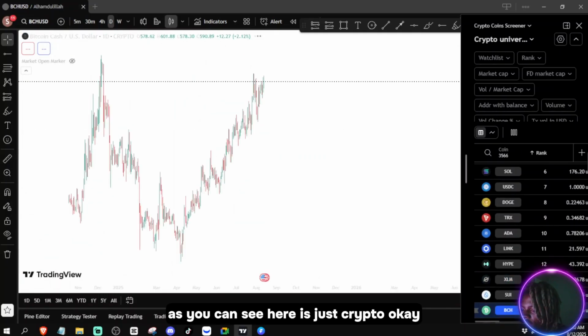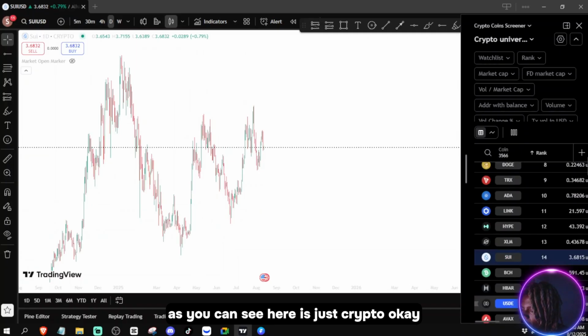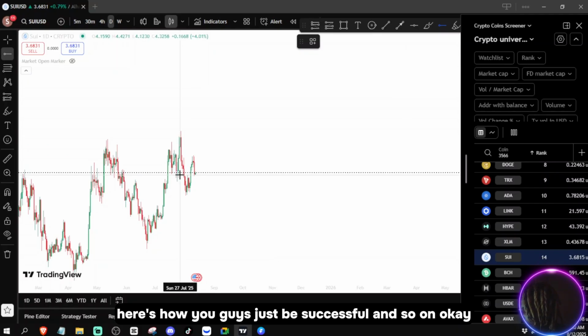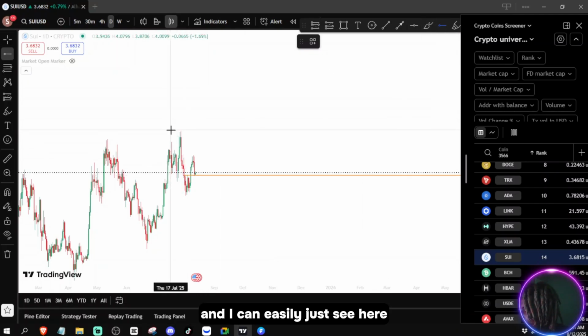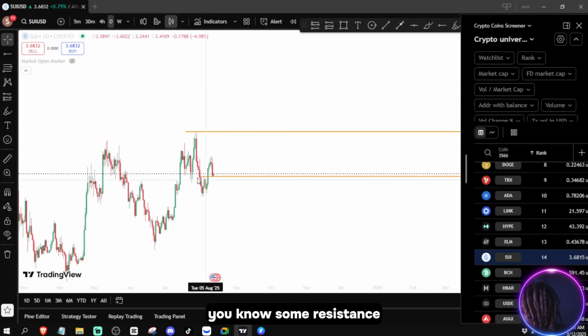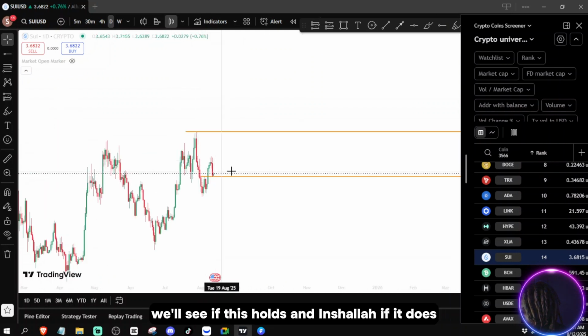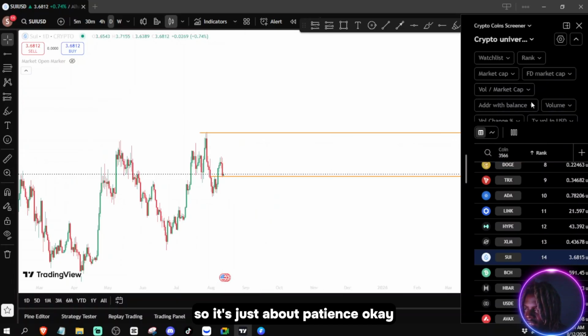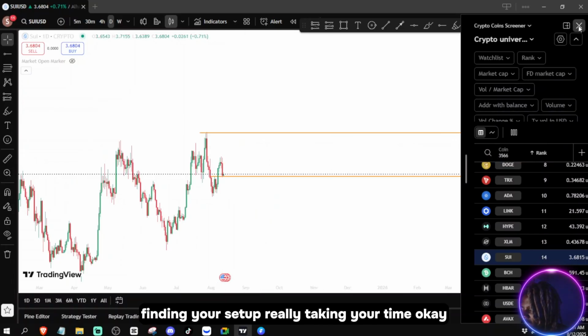As you can see, here is just crypto. So yeah, here's just how you guys buy crypto. Here's how you guys can be successful, inshallah. And I can easily see here some resistance and some break and retest down here. We'll see if this holds, and inshallah, if it does, then I know that price might want to push all the way up here. So it's just about patience, finding your setup, really taking your time.